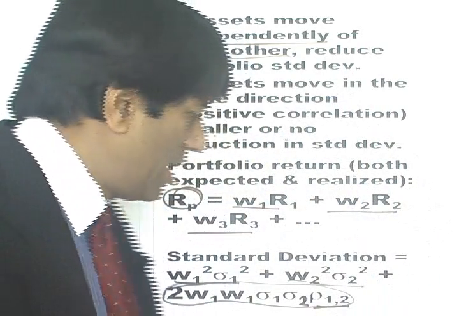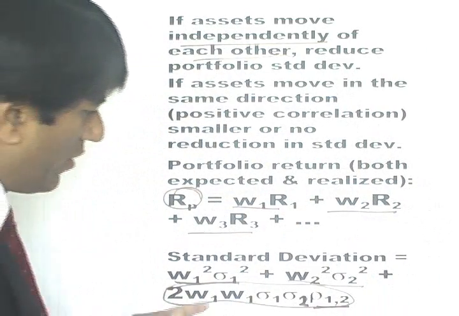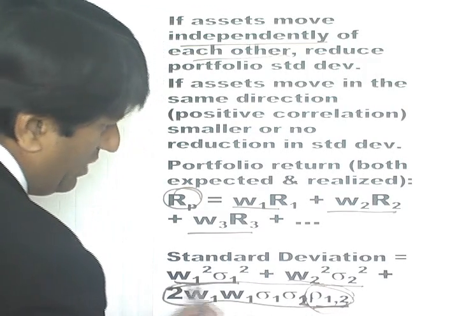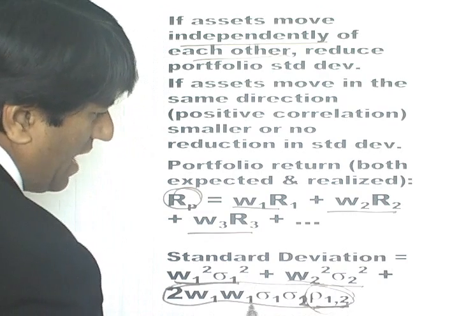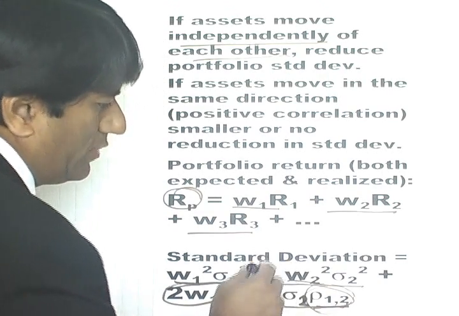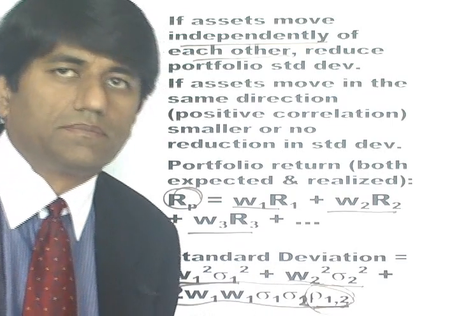And if that is so, the standard deviation for the portfolio, the variability of the return of the portfolio, is going to fall. And that is what this formula is also telling you. If the correlation coefficient is negative, then this component is going to have a negative effect and it will reduce the standard deviation.